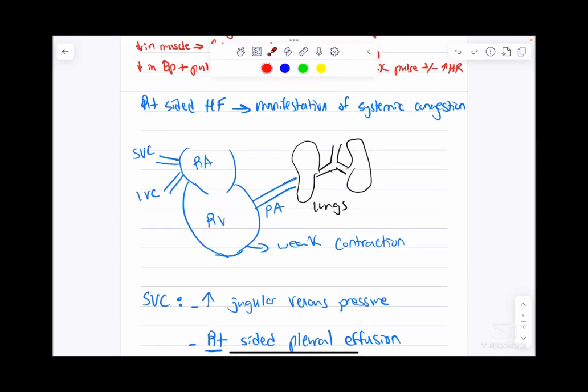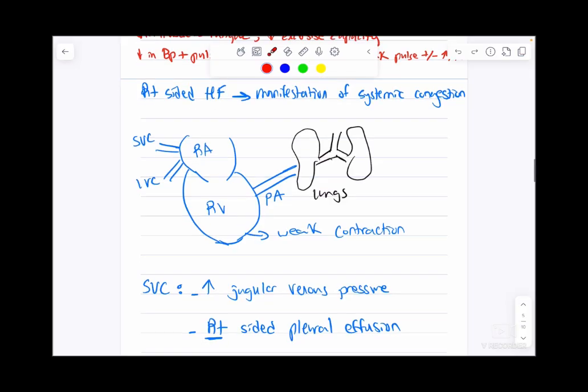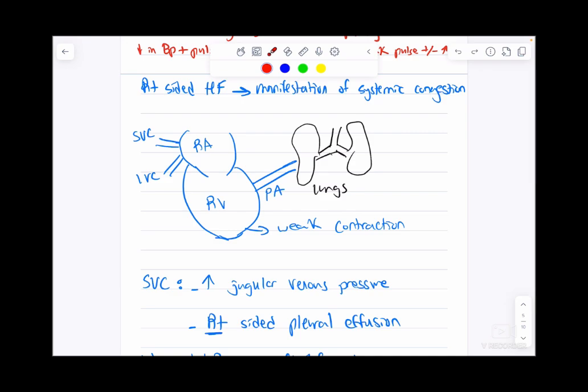Now let's talk about right-sided heart failure and the manifestations of systemic congestion. So whenever you're thinking about right-sided heart failure, let's think about it logically. This is the right side of the heart, right atrium, right ventricle. If this side cannot pump blood, what's going to happen? Well, blood's going to stagnate here. It's not going to really go to the lung to get oxygenated due to weak contraction.